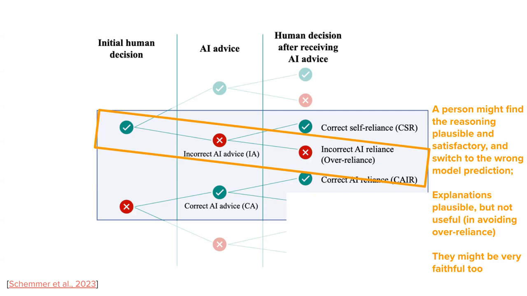So a person might say, you know what, I find this explanation satisfactory. I think it's plausible. And indeed, this might be the exact reason why the model made a prediction, so it's also faithful. But it prompted the person to over-rely on the AI. Therefore, it's definitely not useful, it's also misleading, kind of the opposite of useful. So we have a case where the explanation is plausible, faithful, but not useful.